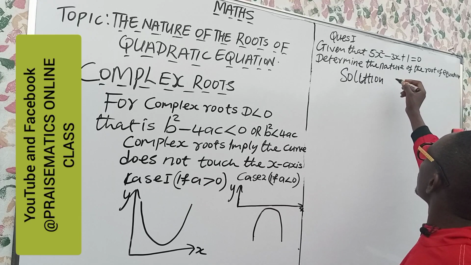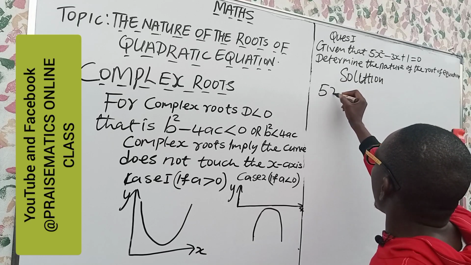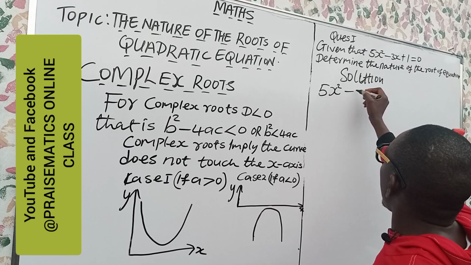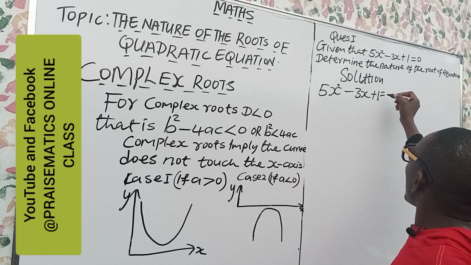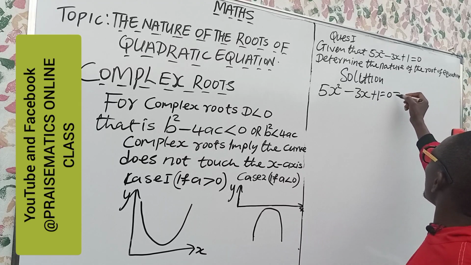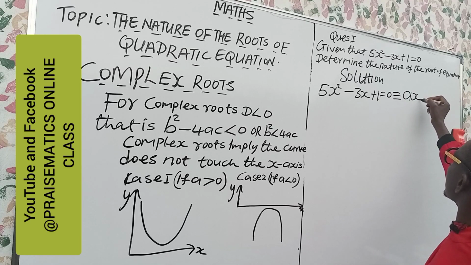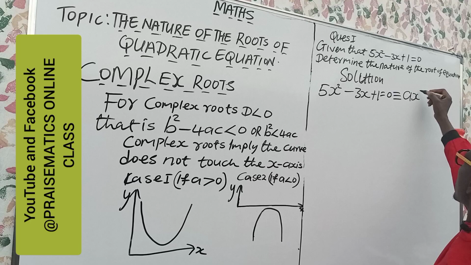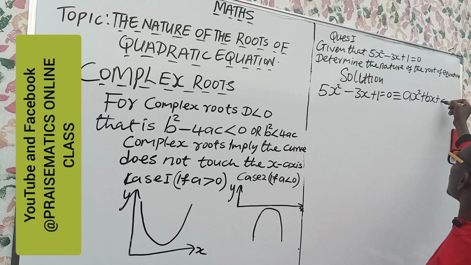Solution. We have that 5x squared minus 3x plus 1 is equal to 0. This is equivalent to the form of a quadratic equation, which is ax squared plus bx plus c.